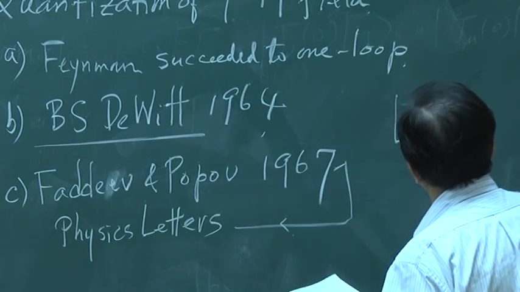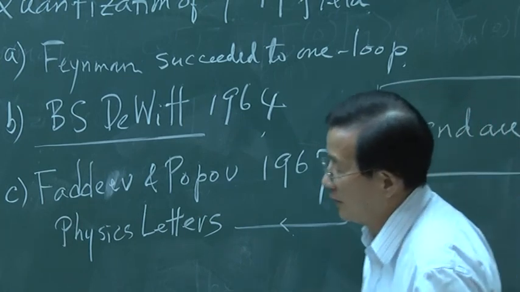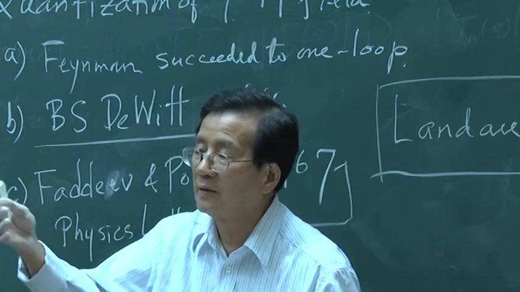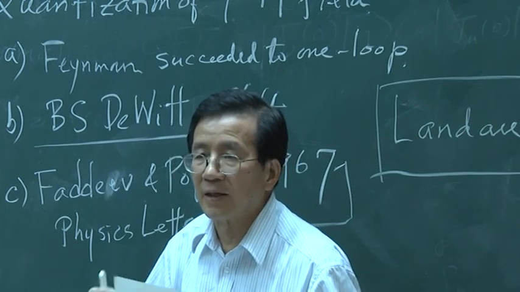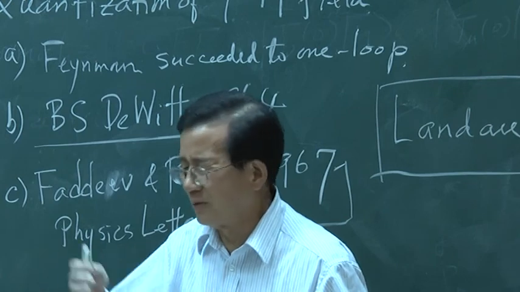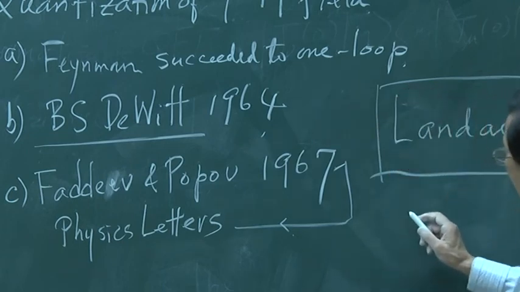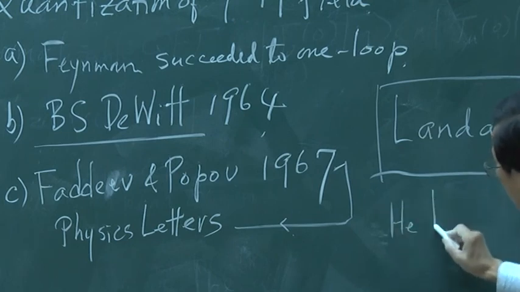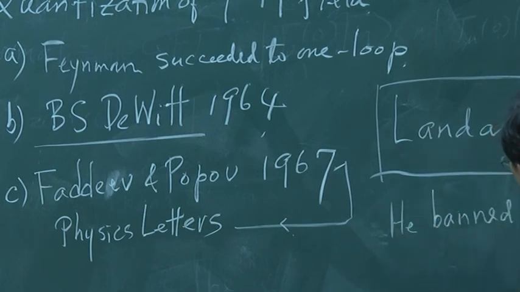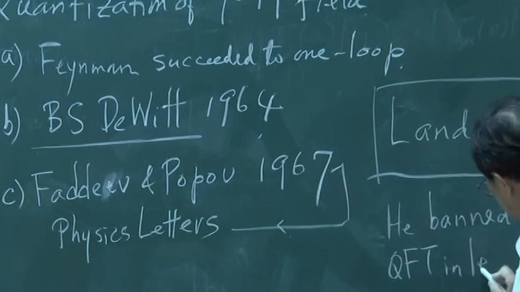Landau, the great physicist in Russia, did a lot of the detailed study of high energy behavior of QED. And he concluded that QED doesn't make any sense at high energies because there are lots of funny behaviors and so on. Okay, so this can only happen in Russia. He banned papers on quantum field theory in leading journals.